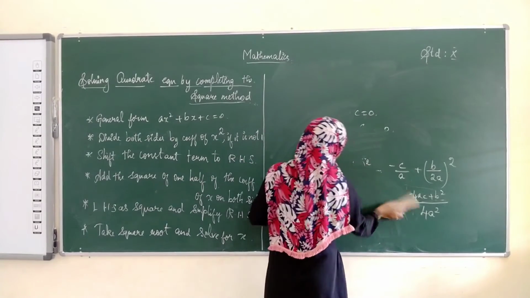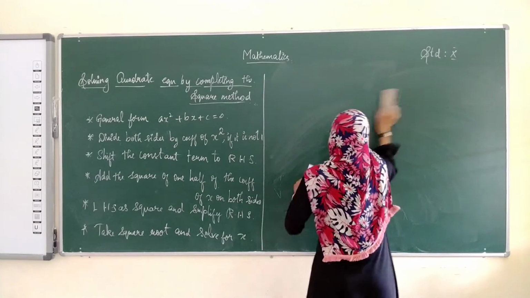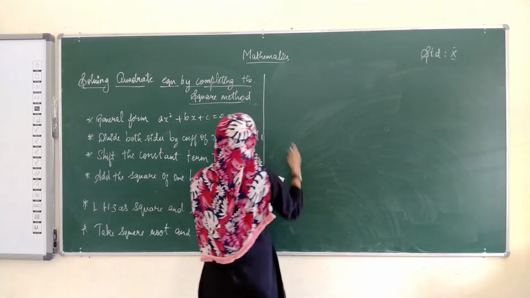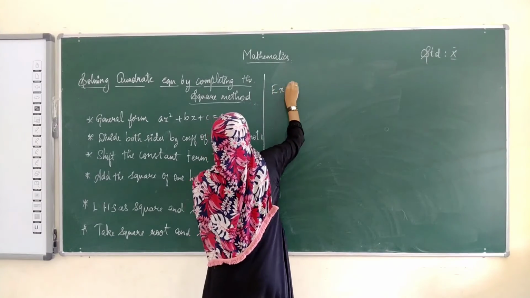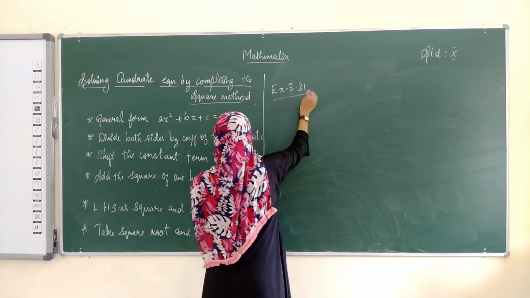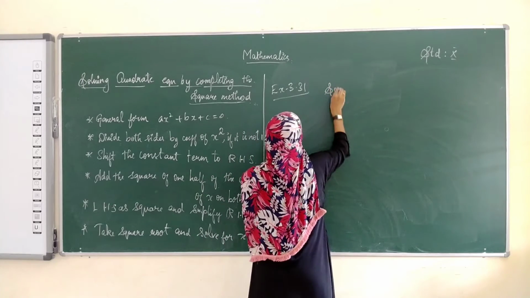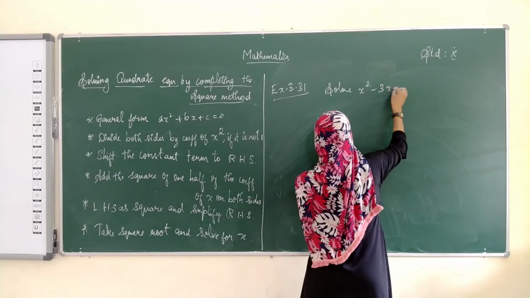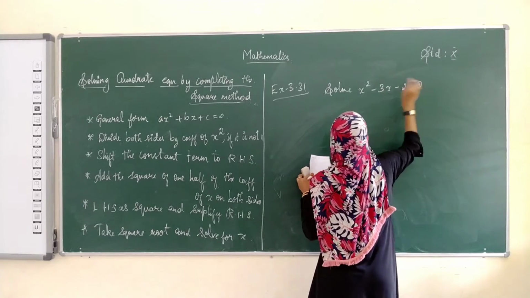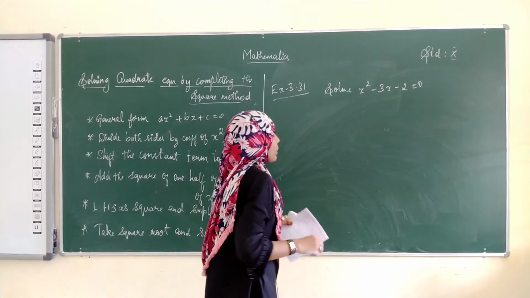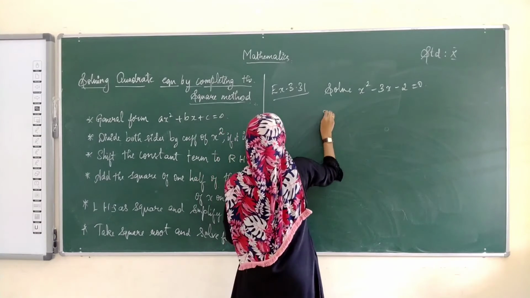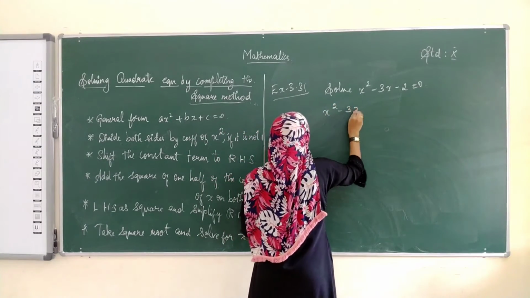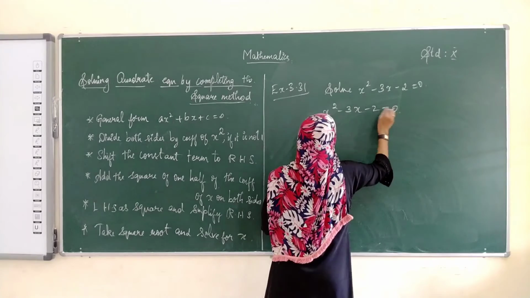We shall see the example and we can understand it clearly. What's the example we have given first? Example number 3.31. Solve x square minus 3x minus 2 equal to 0. We have to solve this using the completing the square method. First, we have to write the equation in the general form. Already it is given in the general form.